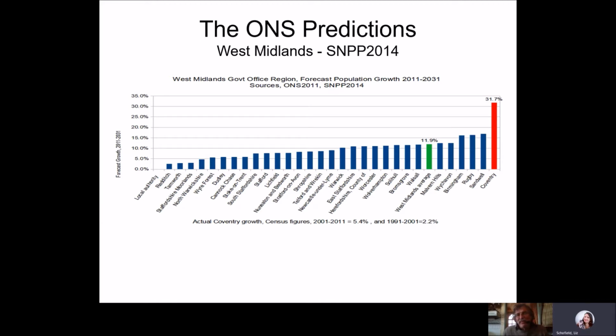And the other thing to note in there is that the growth predicted for Coventry is nearly 32%, and the regional average predicted is around 12%. So it's 250% times faster than the regional average. And you just have to ask yourself, really? Next slide, please.